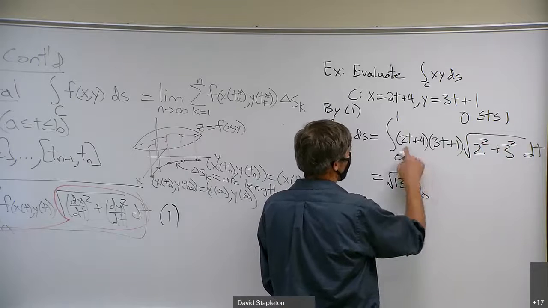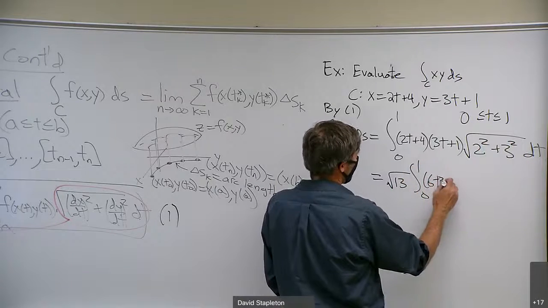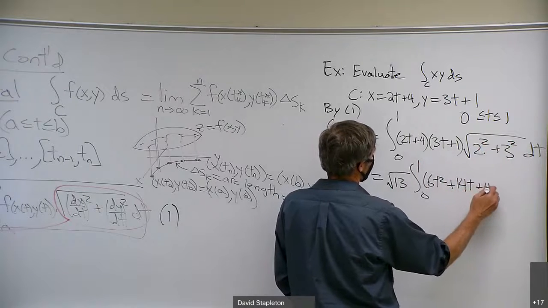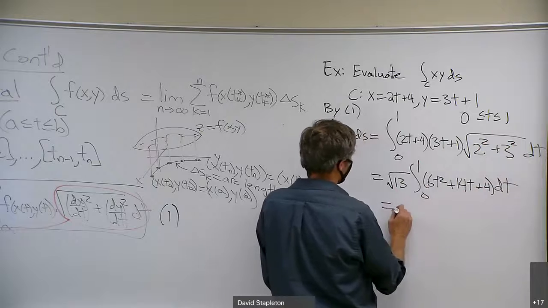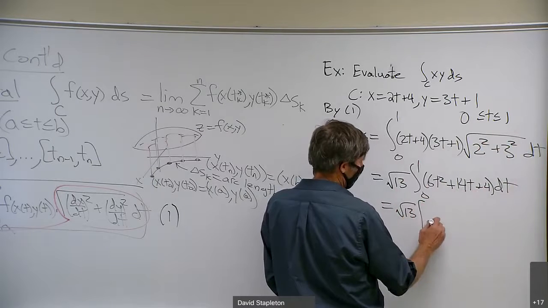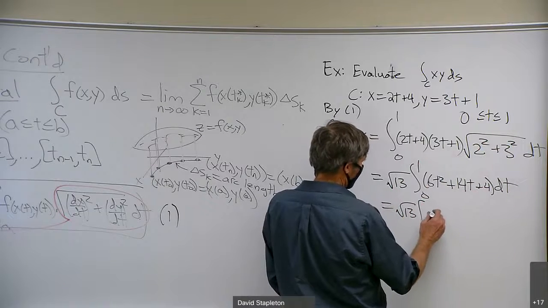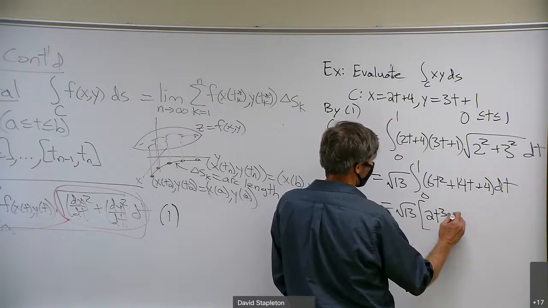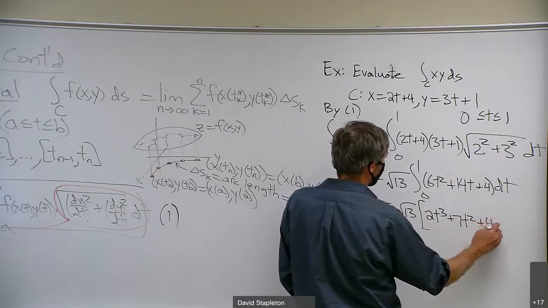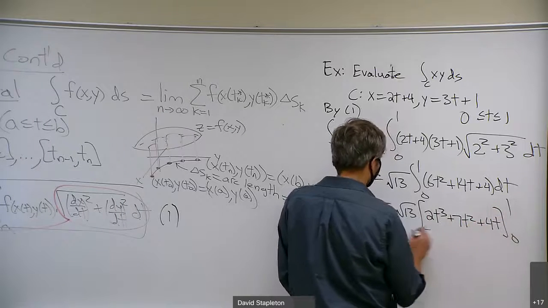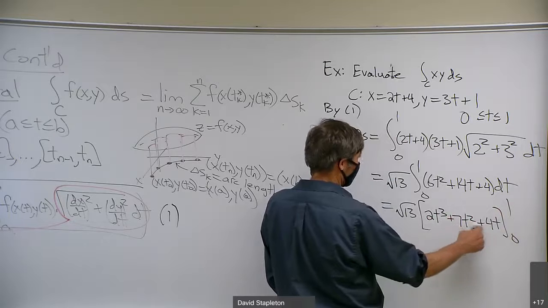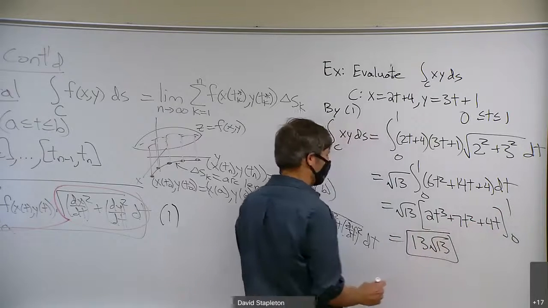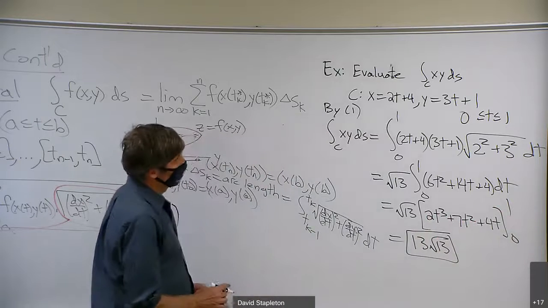Integral from 0 to 1, and then this gives me 6t squared plus 2t, and 12t is 14t, plus 4t, and I can do all this, right? Square root 13 times 2t cubed plus 7t squared plus 4t, from 0 to 1: 2 plus 7 plus 4 is 13, so 13 square root 13. So there's the value of that line integral.